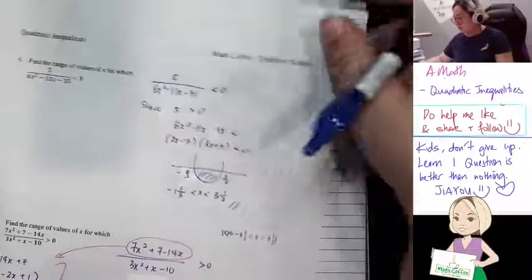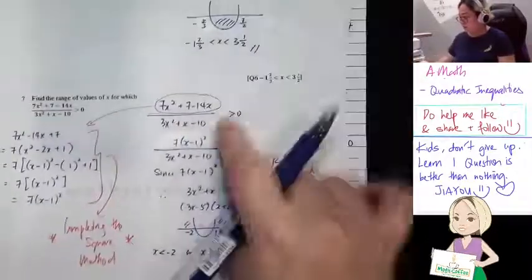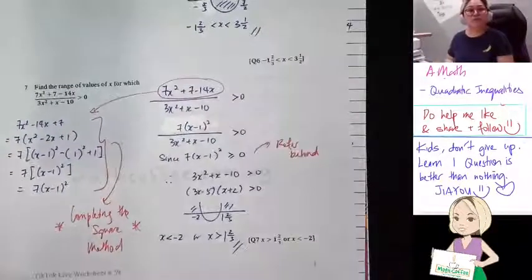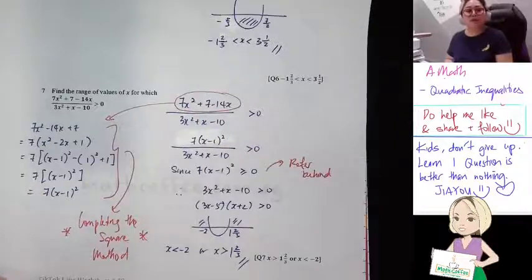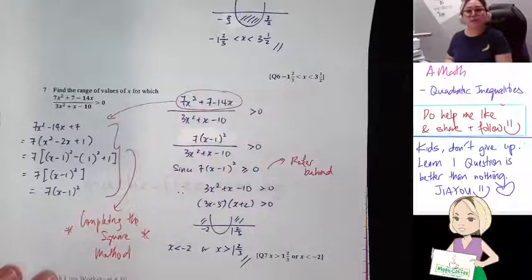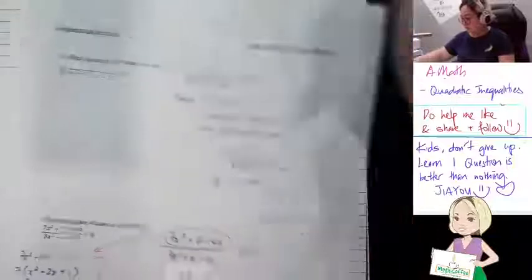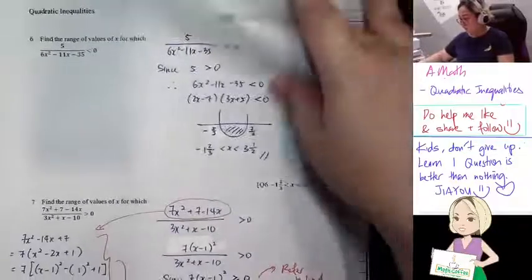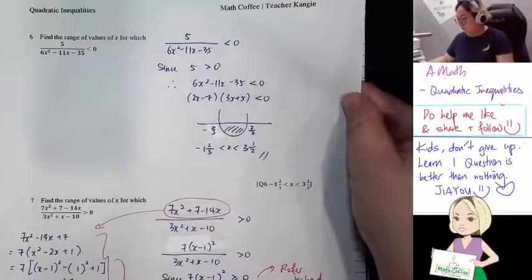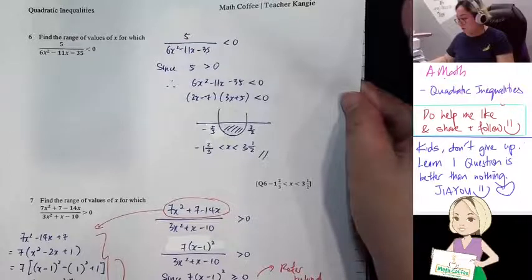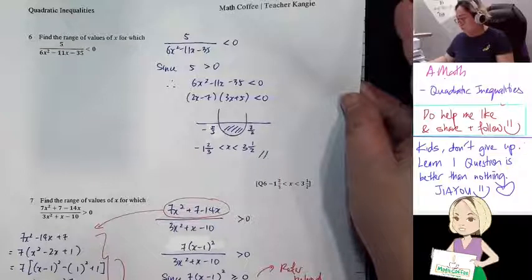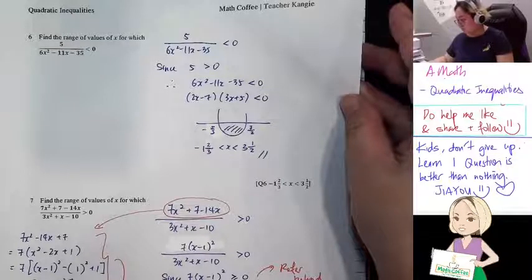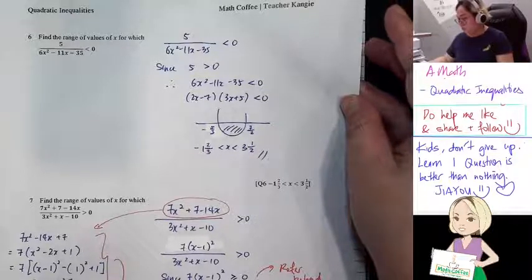Understand? I was reading that sign wrong. Oh, this one. Okay, so this question is a little bit tricky. Then, why numerator cannot be 0?